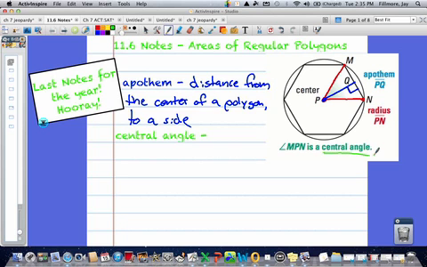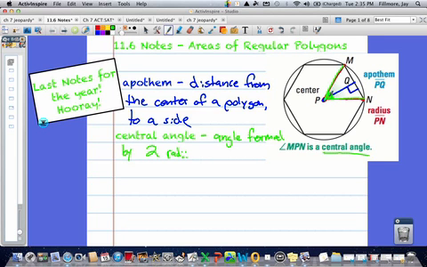Also, we have to talk about central angles. A central angle is an angle formed by two radii. So center to vertex, center to vertex, and it has this whole section in here. And we've seen those before. We call this an arc measure when we talked about arcs and circumference and sectors and area. This was called an arc measure. But since we're talking about regular polygons, not circles, we can't call it an arc measure, but we have to call it a central angle.